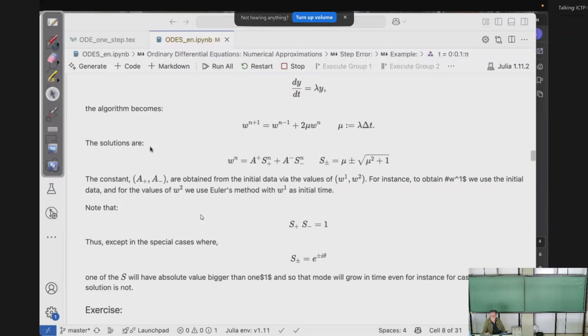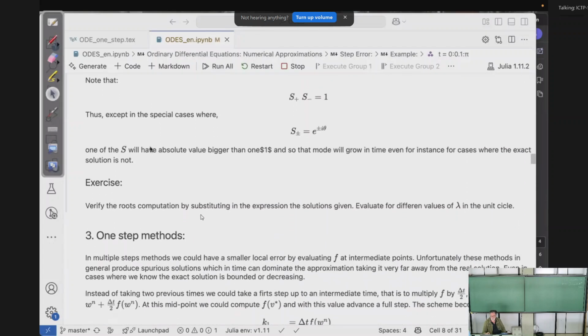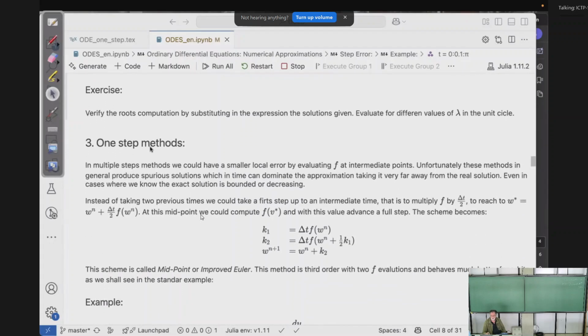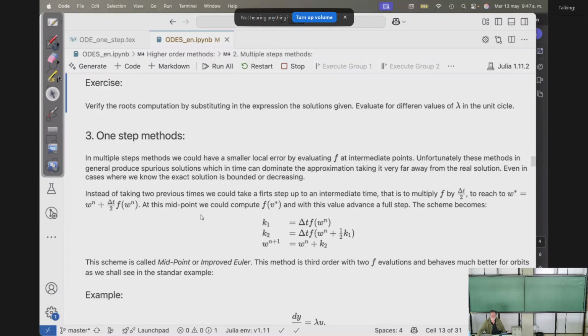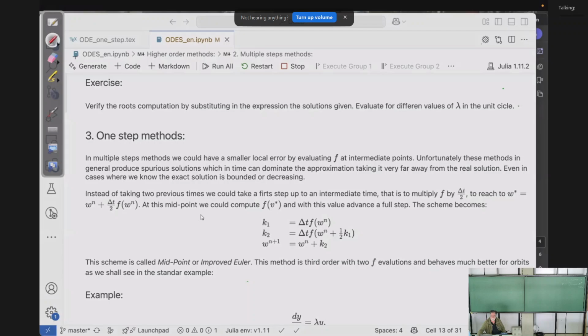So what we prefer to use is what is called one-step methods. And let me show you how it works for second order.